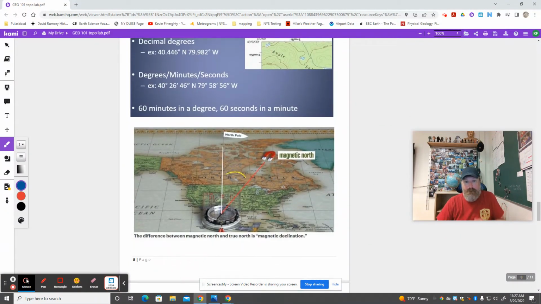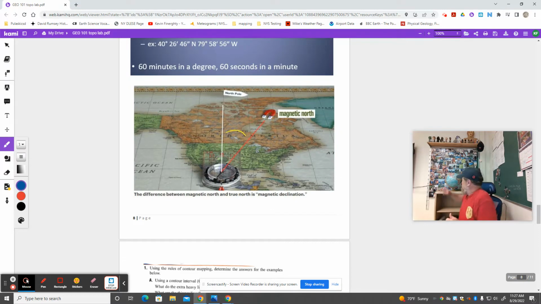What else we got? Now, there's this cool thing. When we get into the layers of the Earth inside, we're going to talk about what's going on with magnetism. For now, note that there's a difference between what the North Pole is, what our rotational axis is, what we call the North Pole, and where the magnetic field produces a North Pole. They're off by a bit. They're not right on the same spot.